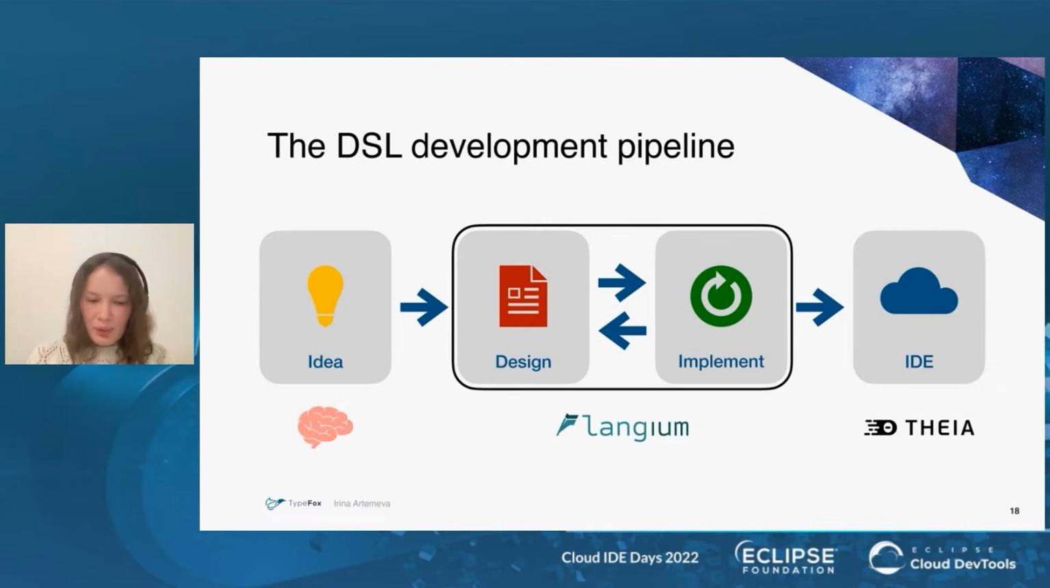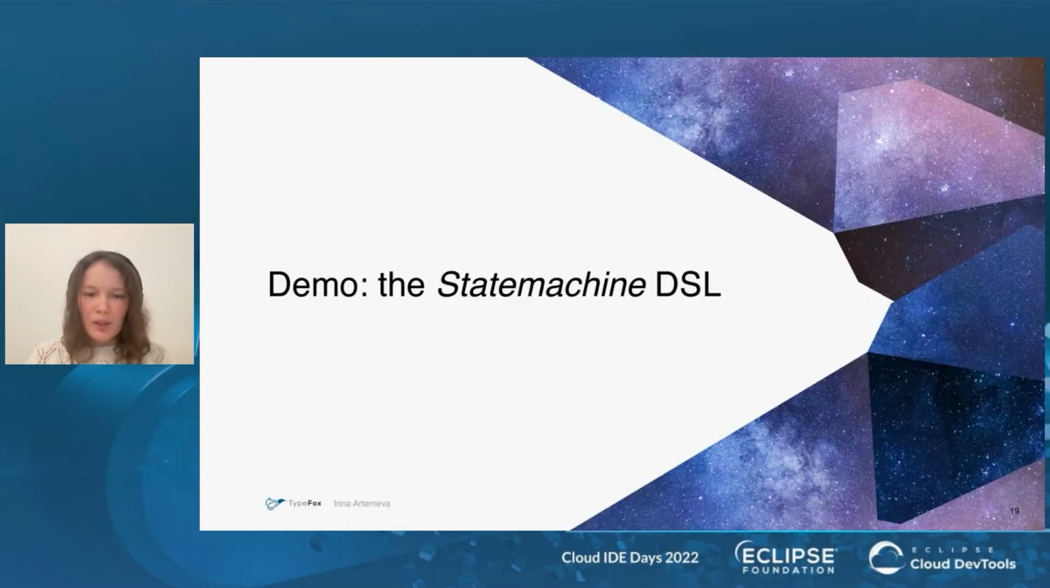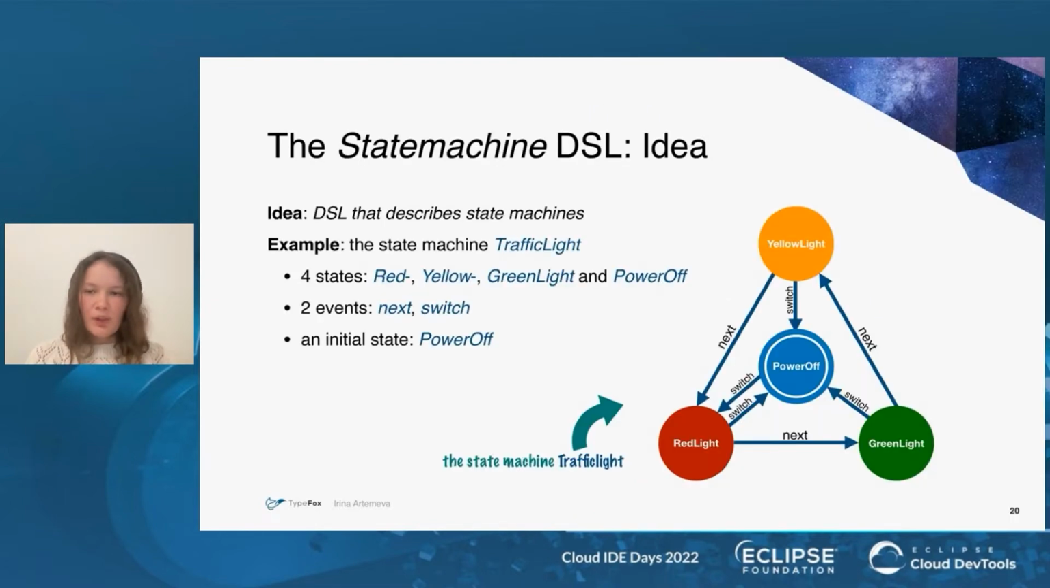But all this is just words. Let's look at a concrete example. In our demo, we consider a small language, a state machine. To start with, the first stage of our pipeline is an idea. The idea of this DSL is to describe state machines. And as an example, we consider a state machine such as a traffic light. So it has four stages.